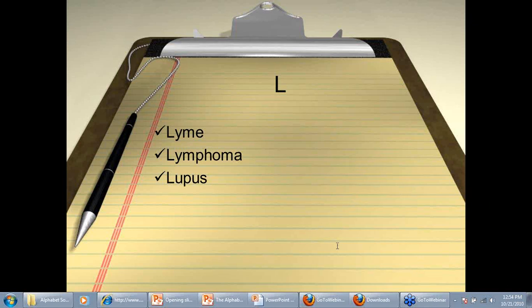Lymphomas have to do with the cancer that we talked about before. There seems to be, in patients with CFS, an increased percentage of patients with lymphoma as compared to patients who don't have CFS.